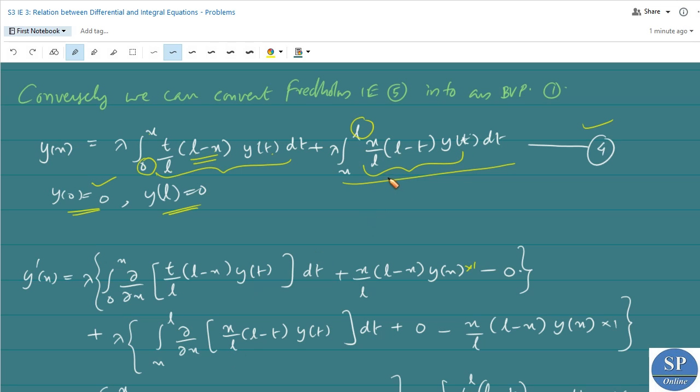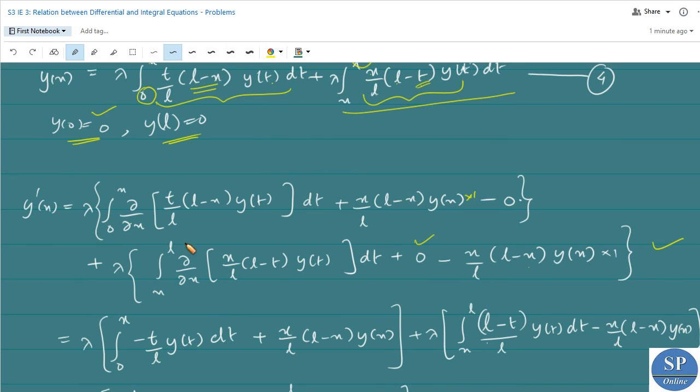That is ∂/∂x of this, which is nothing but x/L ∫ (L − t) y(t) dt, plus the upper point is L, so L' is 0 and the second term is 0. For the lower point x, we replace t by x and multiply by x', so this is x/L (L − x) y(x), and x' is 1. So this is the first derivative y'(x).